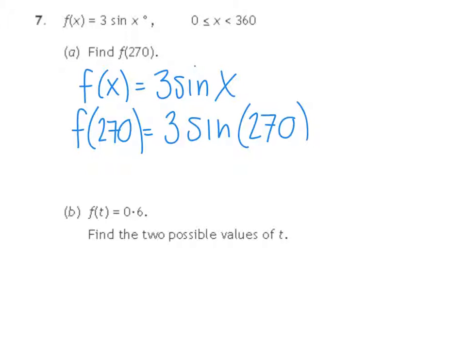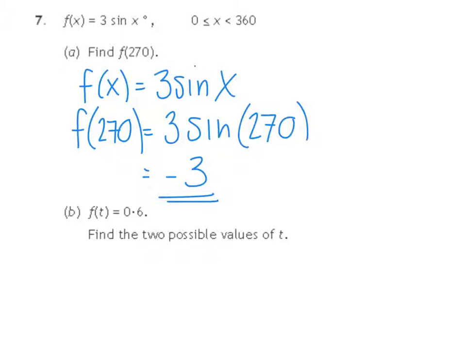Now with our knowledge of our sine graph, we should maybe be able to remember that 270 degrees gives us a value of -1. If you don't know that, however, you can use your calculator here. So that means we get 3 times -1, which then gives us -3. So that's our answer for f of 270 degrees.